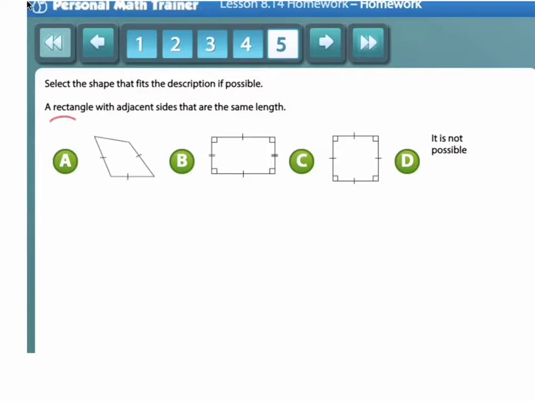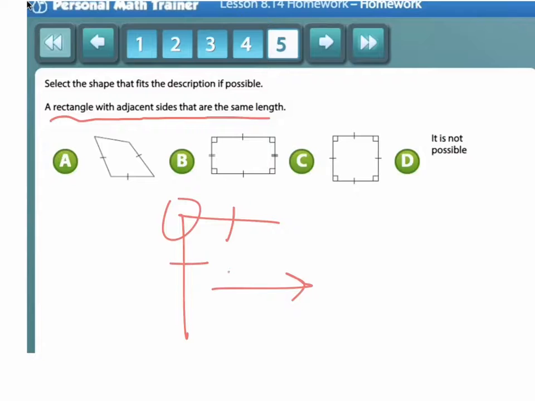Okay, so we're looking for a rectangle with adjacent sides the same length. When they say adjacent sides, they mean the sides that are right next to each other, like a corner. They meet at a corner. Those sides are adjacent. Opposite sides are the ones across from each other. Adjacent sides are the ones next to each other that form a corner.